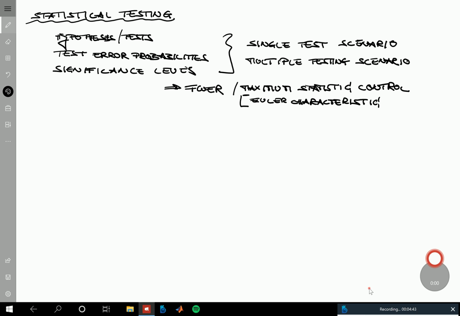And to establish all of this, we will start with the single test scenario again and go into the multiple testing scenario. And there, when we talk about the test error probabilities, we introduce the family-wise error rate, and then make clear how this can be controlled using the maximum statistic. Yeah, so that's the plan. And I'm sorry, but that's how functional imaging has evolved, and this is what we need to discuss in terms of controlling the multiple testing problem in fMRI.